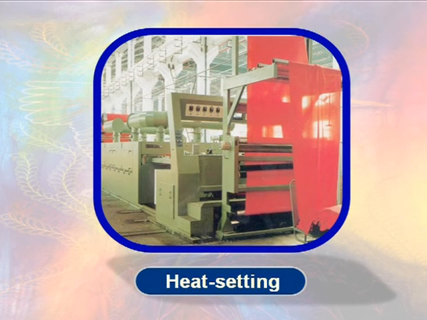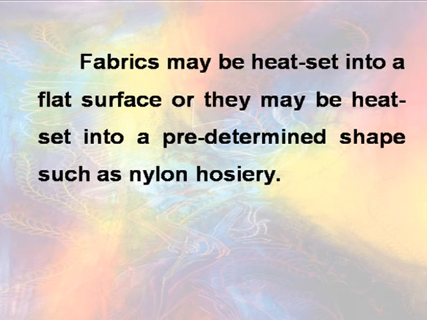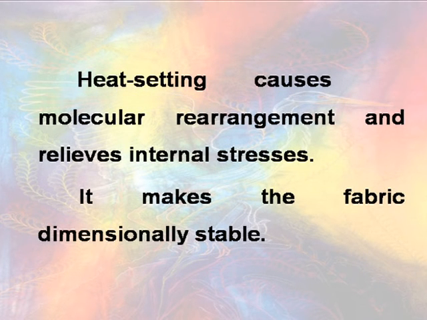Heat setting. To heat set a fabric, it is subjected to selected temperatures for a specified length of time. Fabrics may be heat set into a flat surface, or they may be heat set into a predetermined shape, such as nylon hosiery. Heat setting causes molecular rearrangement and relieves internal stresses. It makes the fabric dimensionally stable.